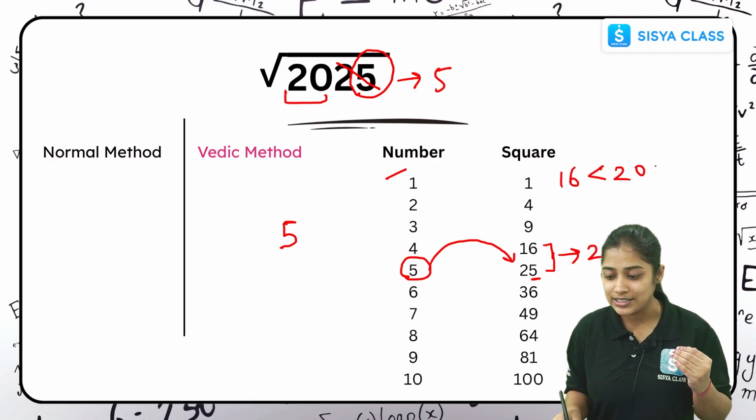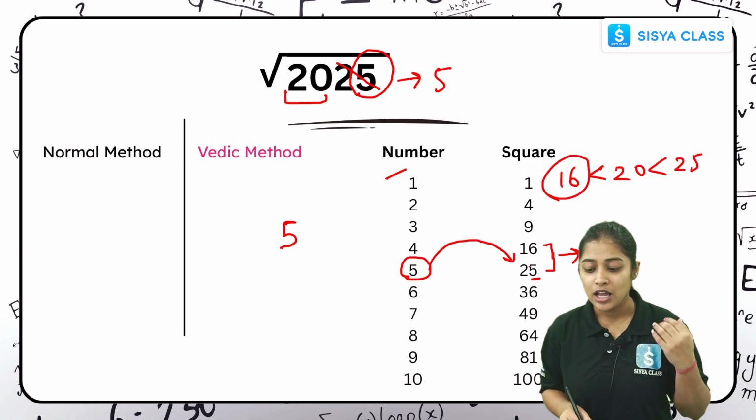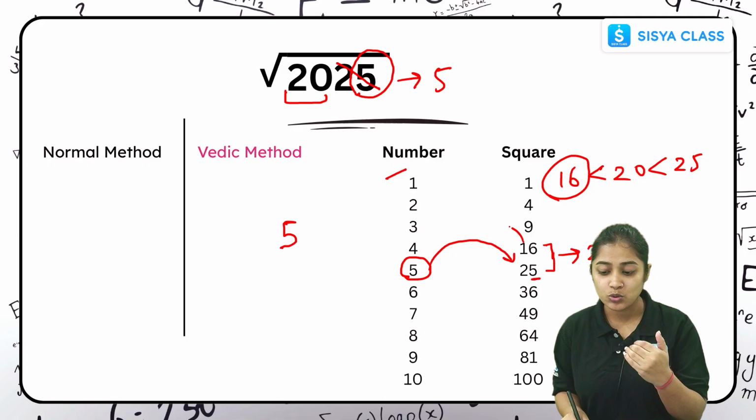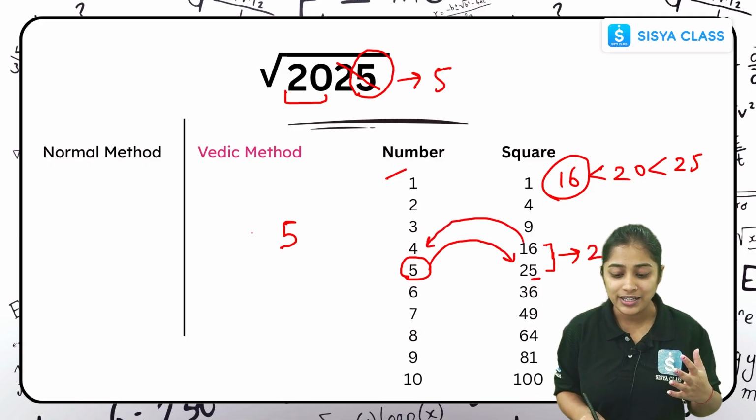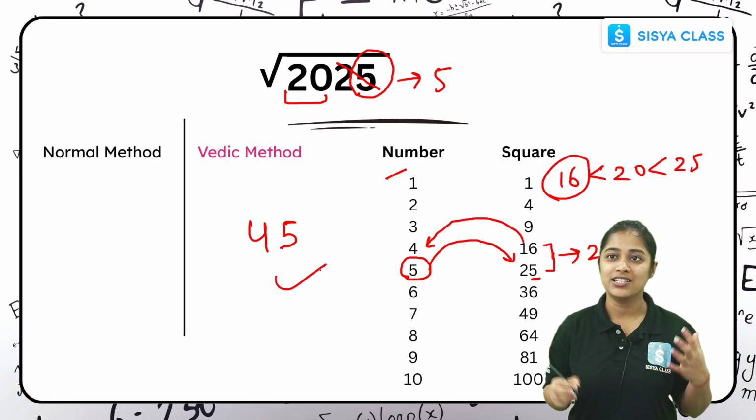Now, which is the lesser number between 25 and 16? 16 is the lesser number, right? So we will see what the square root of 16 is. The square root of 16 is 4 here, right? So my tens digit is 4. So my answer is 45.